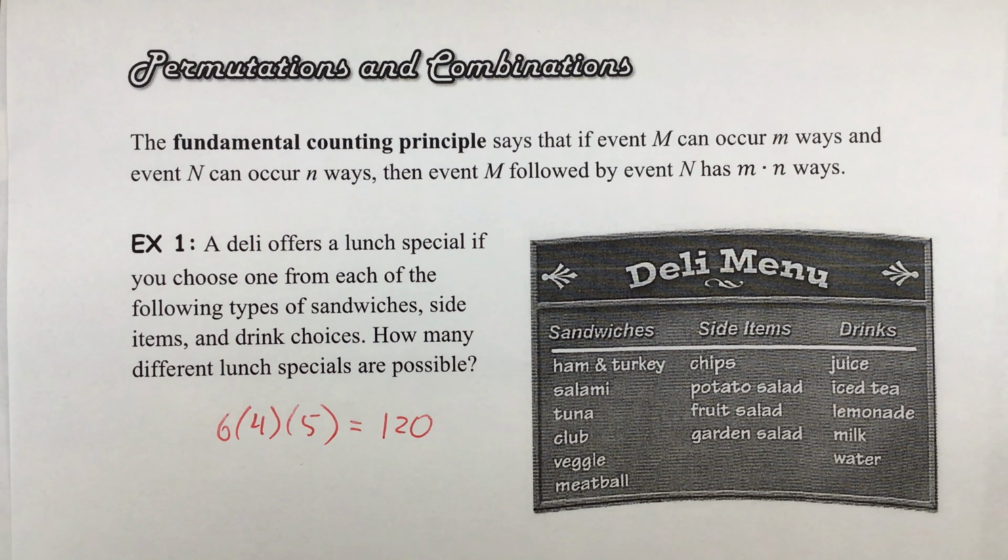And you can do the math out of order if you want. You could look at this as 4 times 5, which is 20, and then 20 times 6 also gives you 120. So surprisingly, given these limited options, you can actually create 120 different combinations. And that would be called the fundamental counting principle.